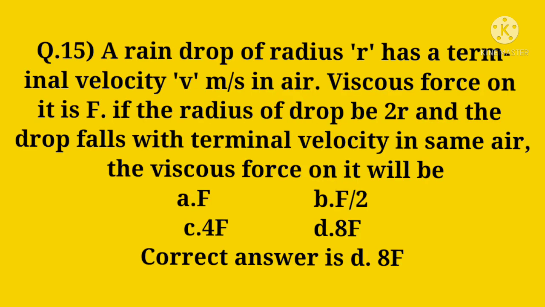Question number 15. A raindrop of radius r has a terminal velocity v meter per second in air. Viscous force on it is F. If the radius of the drop be 2r and the drop falls with terminal velocity in the same air, the viscous force on it will be: option A F, B F by 2, C 4F, D 8F. The correct answer is D, 8F.